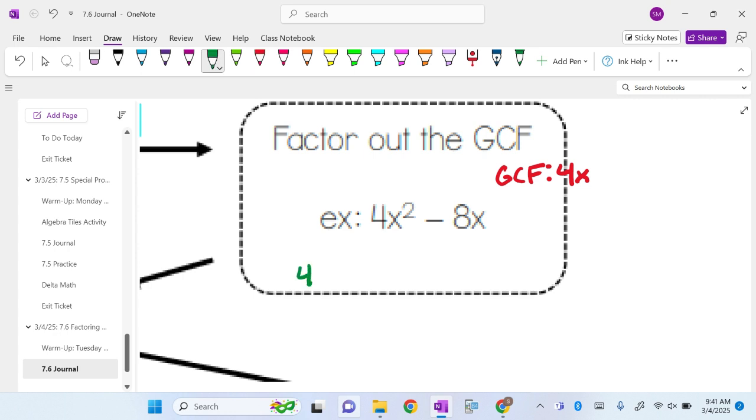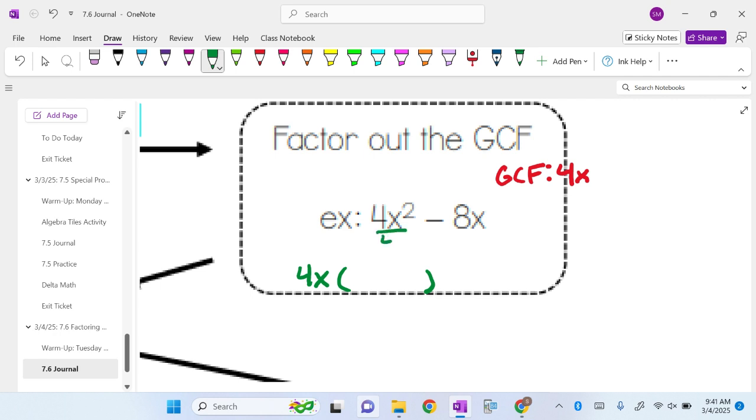Now, that's my first factor technically. How do I get the second? When I take a GCF out, how do I find that second factor? Right, we divide both of the terms by our GCF to get our second factor. So, 4 divided by 4 is 1. X squared divided by x is x. Negative 8 divided by 4 is negative 2. X divided by x is 1. So this would be our completely factored expression.